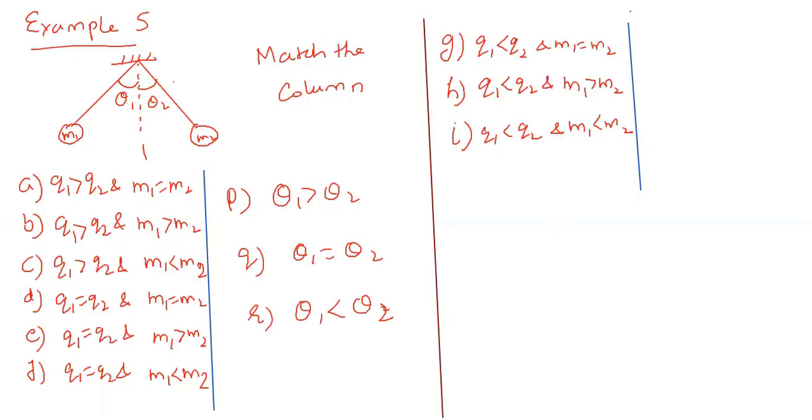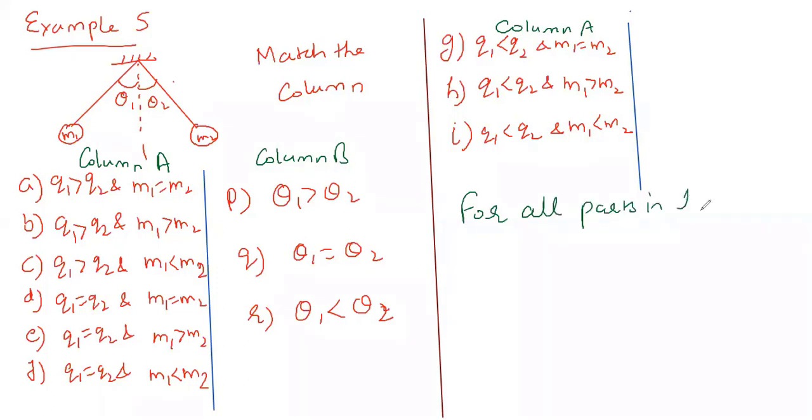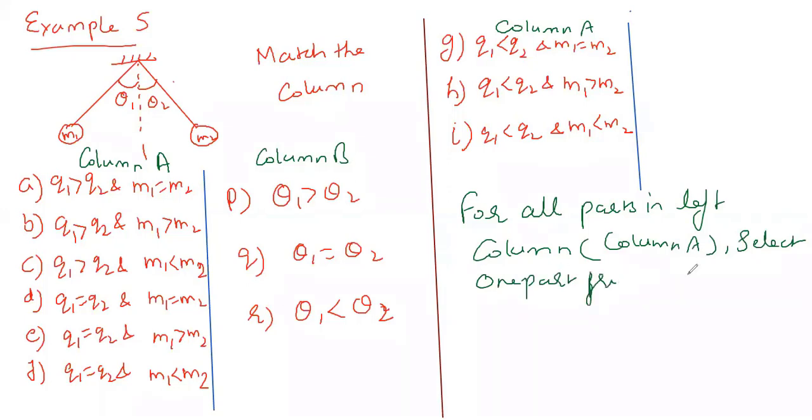So what we have to do now is name this column A and name this column B. For all parts in the left column, that is column A, select one part from the right column, that is column B. This is what we have to do.